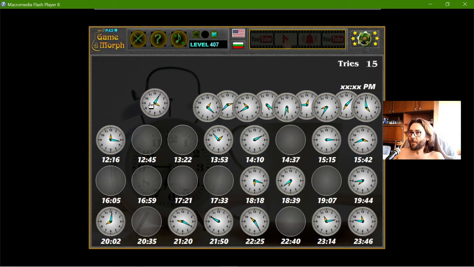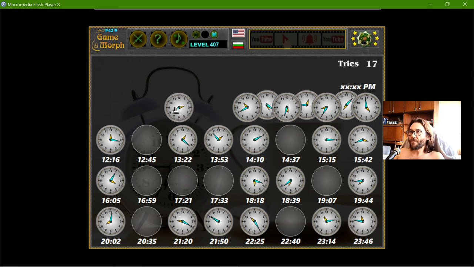The next one is 5 past 4. This should be 16:05. Then I have 13:22. 2:36. 37 actually. 40. This is 40 past 10. Where is the 10? There it is.